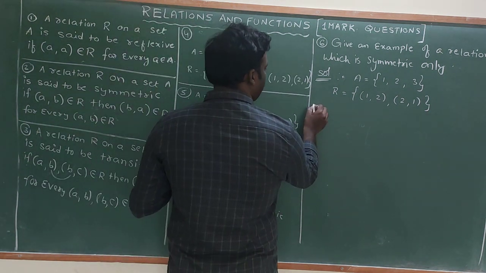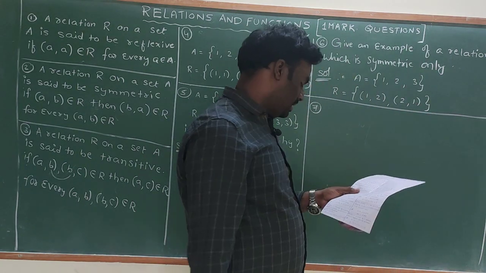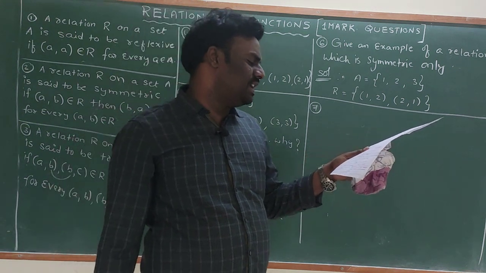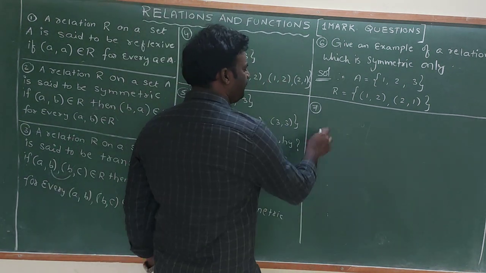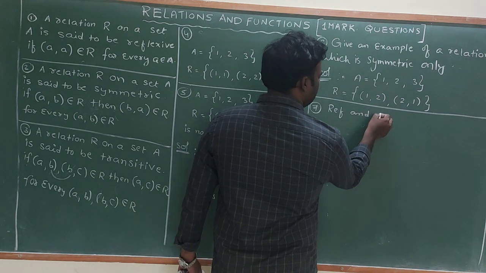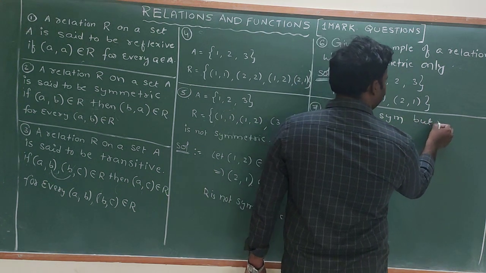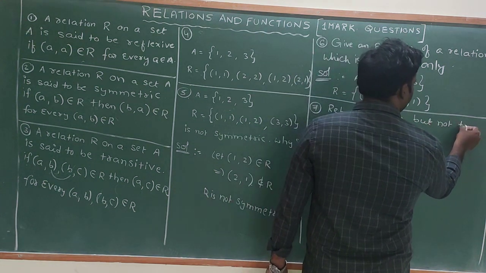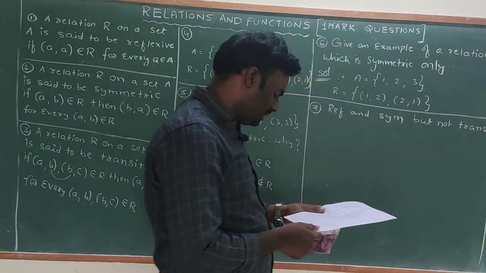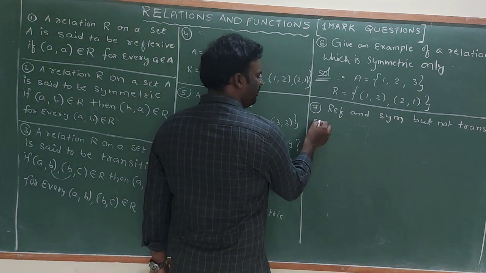So this is the example of a relation which is symmetric only. Next, 7th question. Give an example of a relation which is reflexive and symmetric, but not transitive. We need to give an example.